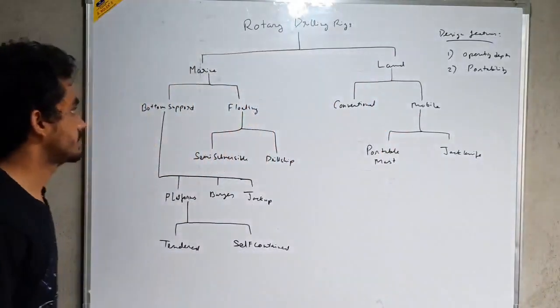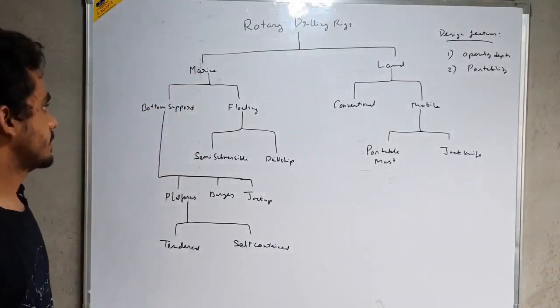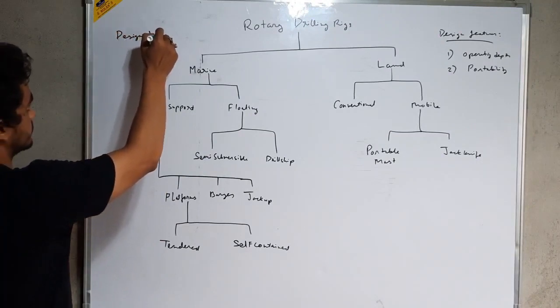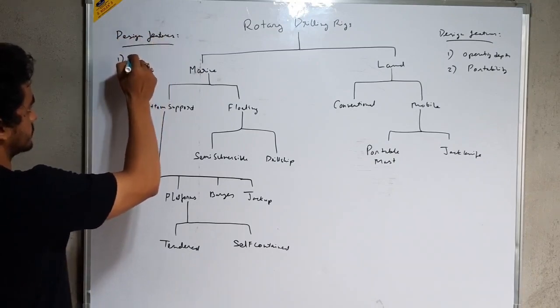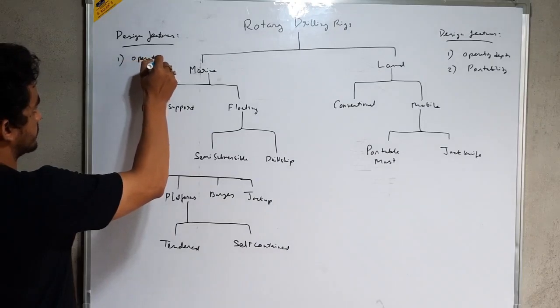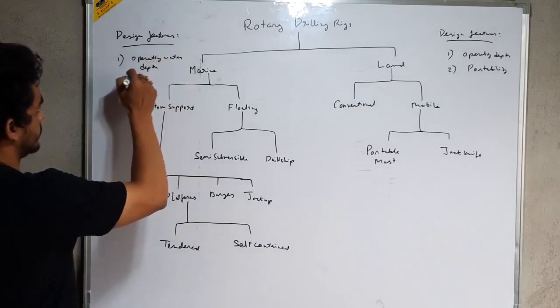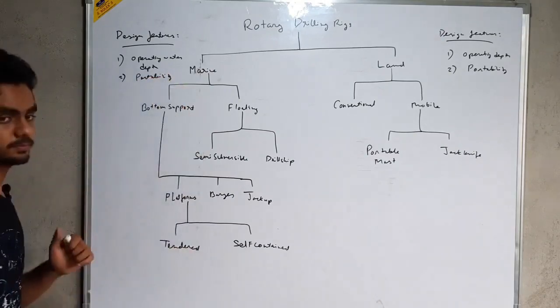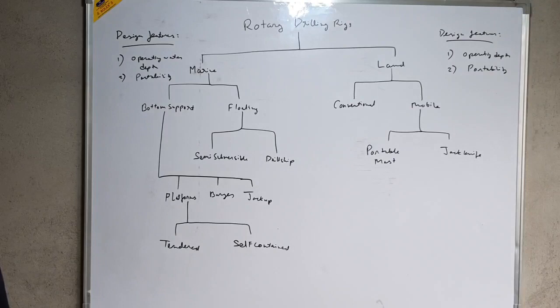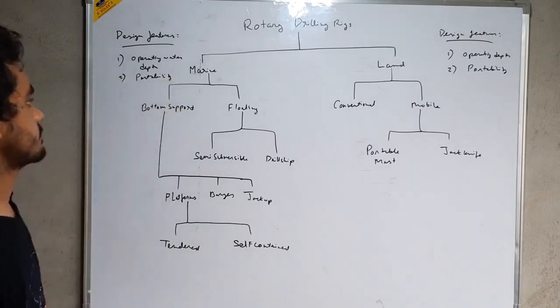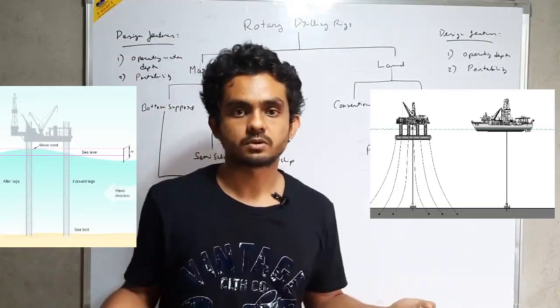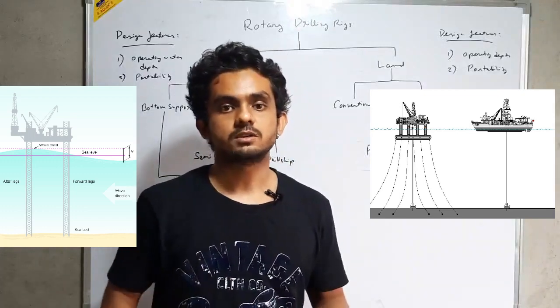Now coming to the next rigs, which is marine rigs. Now again, the design features of marine rig include operating water depth, portability. So these two are the design features of marine rigs. So based on these design features, again marine rigs can be classified into floating types and bottom supported types. So like a drilling rig, the marine rig can also be further classified.